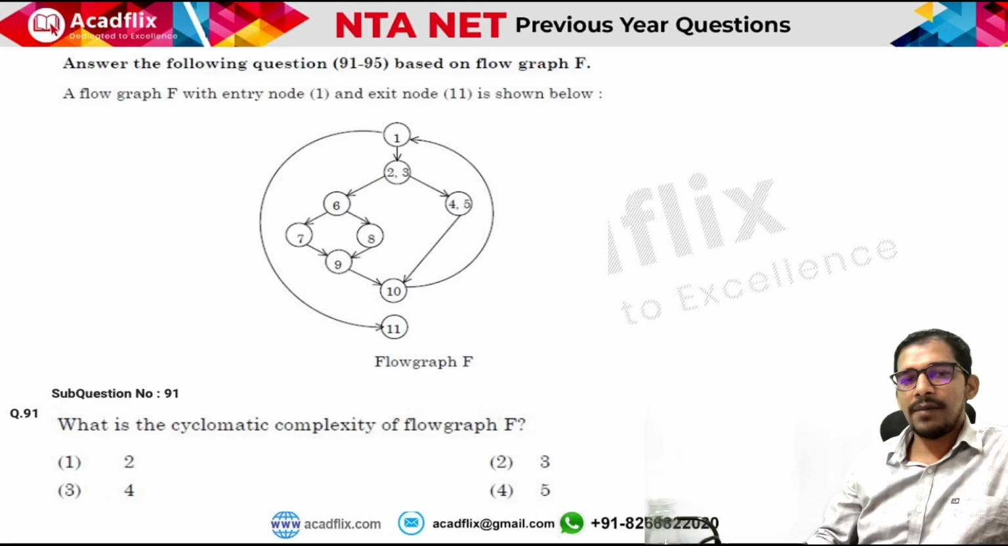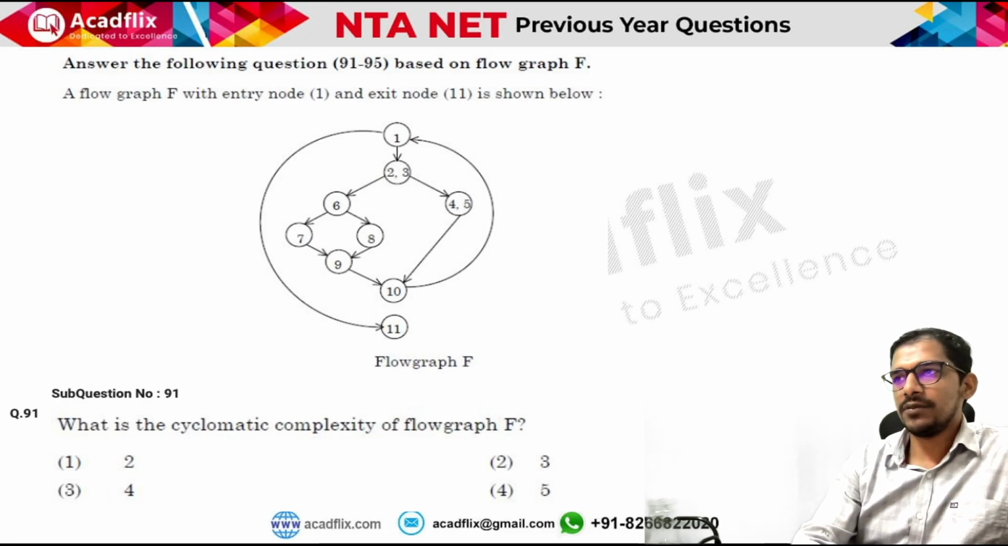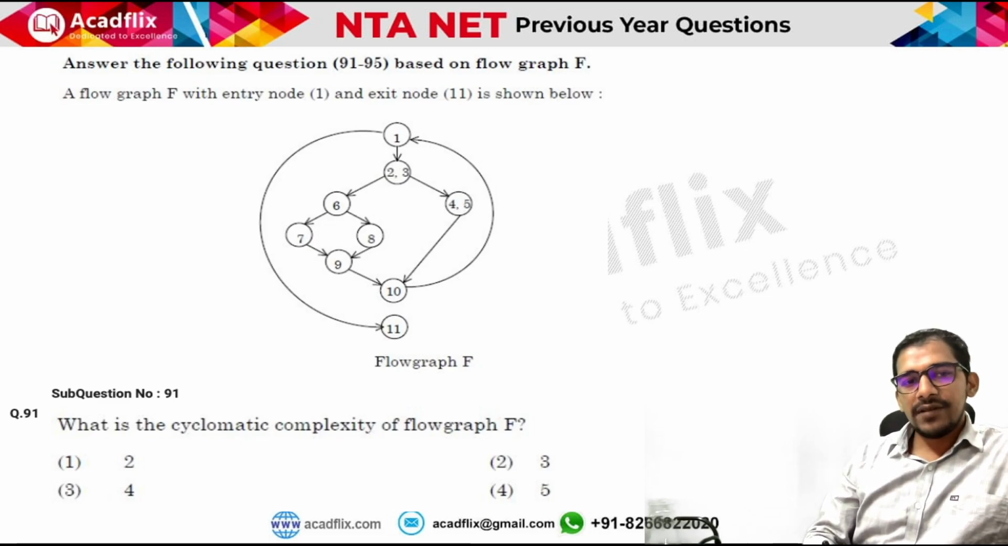Now the next upcoming 5 questions are on software engineering, and these questions are really important, really very simple questions. I think they cannot ask any simpler questions from software engineering. So they are saying that we are given a flow graph, and what is the cyclomatic complexity of this graph.